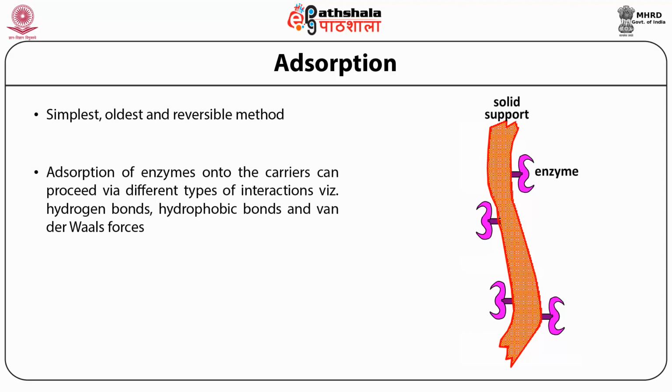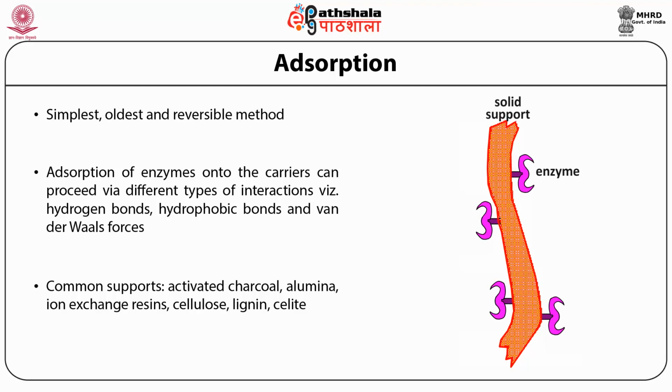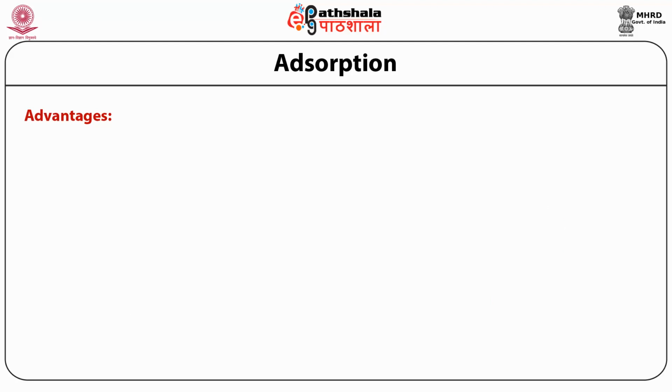Adsorption of enzyme onto the carrier can proceed by different types of interaction, such as hydrogen bonding, hydrophobic interaction and van der Waals forces, and its common support materials are activated charcoal, alumina, ion exchange resin, cellulose, lignin, etc. So what is the advantage of the adsorption method? The first is it is easy to perform and cheap.